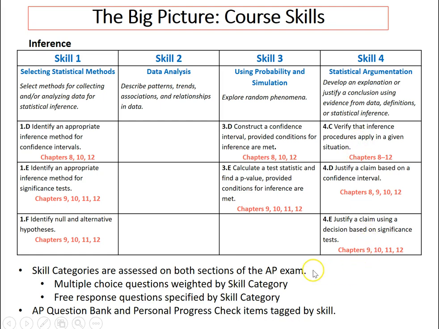So the skill categories will be assessed on both sections of the AP exam. On the multiple choice section, the questions are weighted by skill category, these 4 skill categories. And the free response questions are tagged or specified by skill category. Also, the AP question bank that's provided and the personal progress check items will be tagged by skills. So it's important that students continue to use these skills regularly throughout the course, and if you use the personal progress checks that College Board has prepared, that'll occur naturally. If you're pulling from the AP question bank, you'll want to be sure that you're thinking about all 4 of the skills throughout the course.